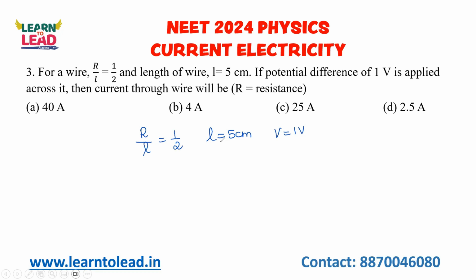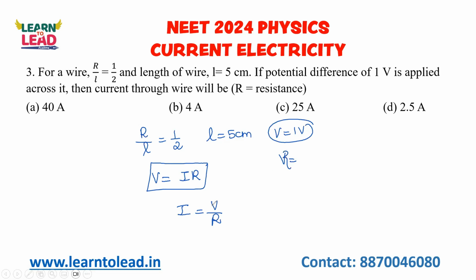Okay, a potential difference of 1 volt is applied across it. And what is the current through the wire? Now, see, what is the formula for current? V is equal to I into R. We know Ohm's law. So I is equal to V by R. And for V, they have given it as 1 volt already, and you need to find the value of R.